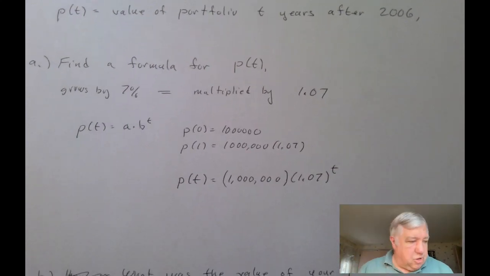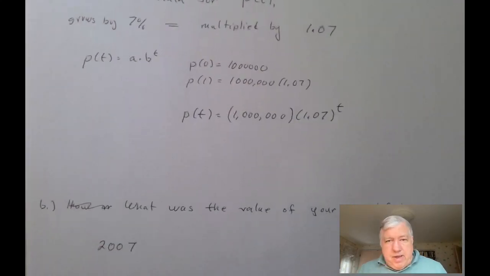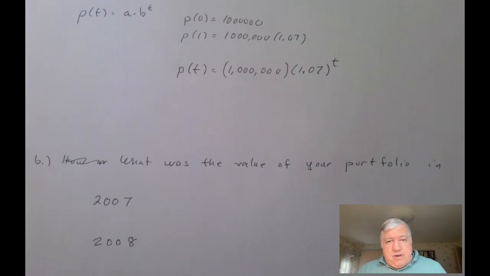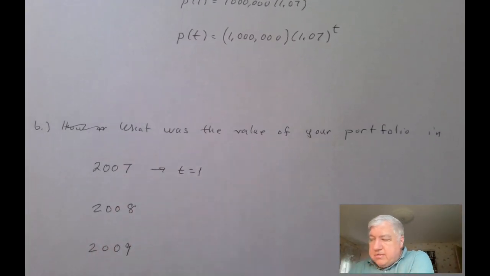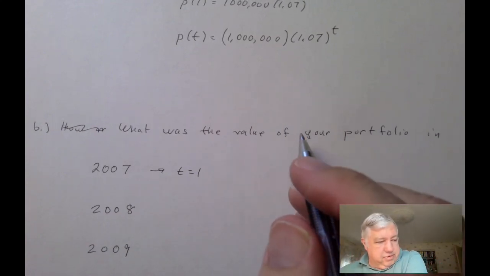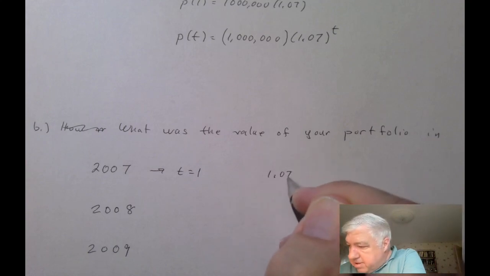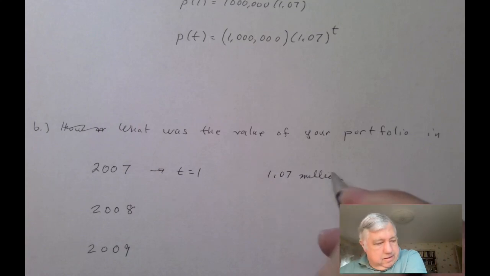Okay, so all right, now since it's dollars, you want to read the problem very carefully, because sometimes they might say, let P of T be the value in millions, in which case it would just be 1.07 raised to the T. Well, once we have that, then things are very straightforward, right? Because 2007 is exactly 1 year from 2006, right? So this would just be 1.07 times a million.